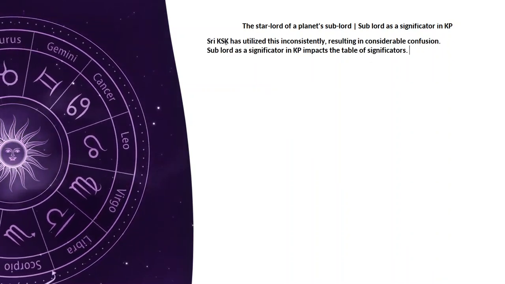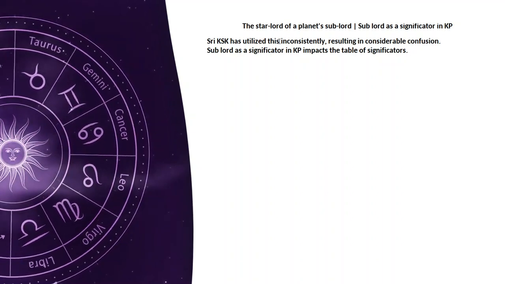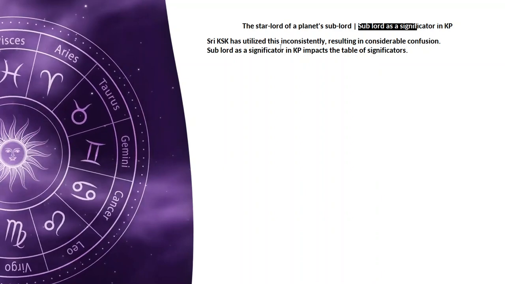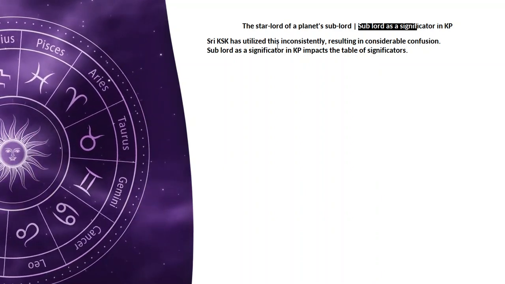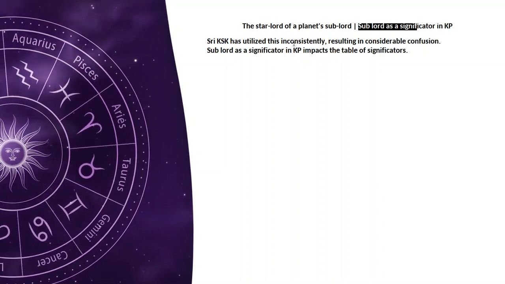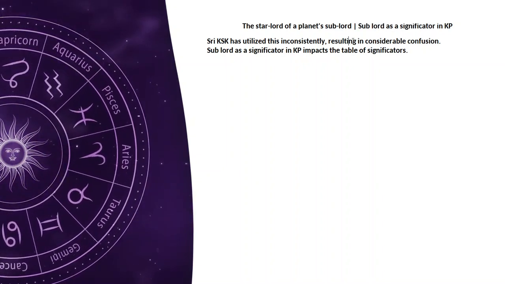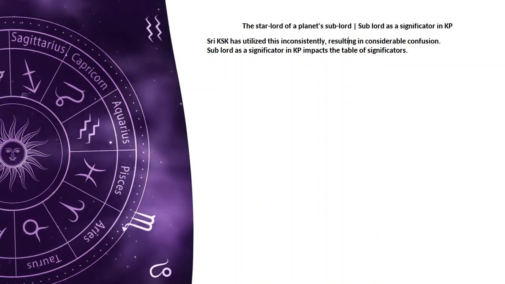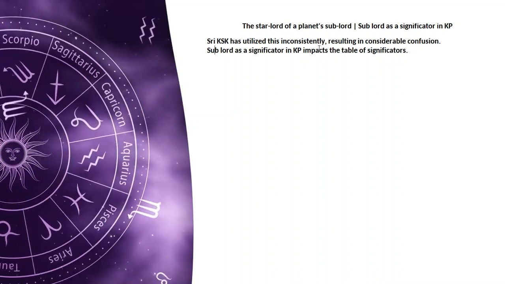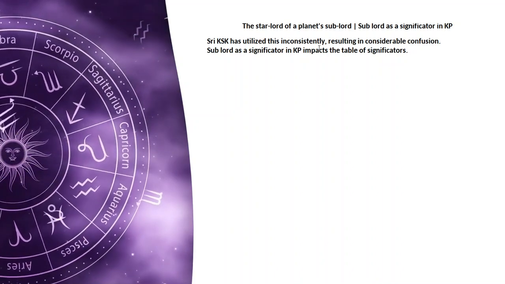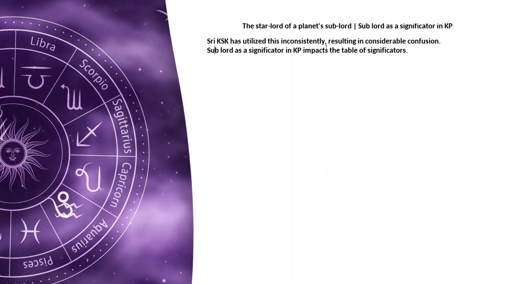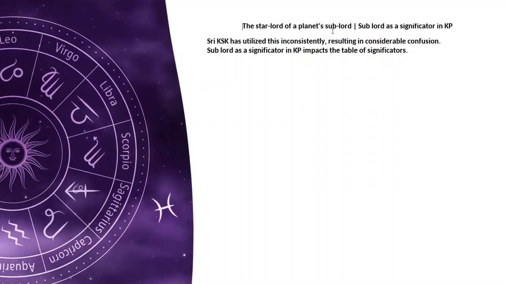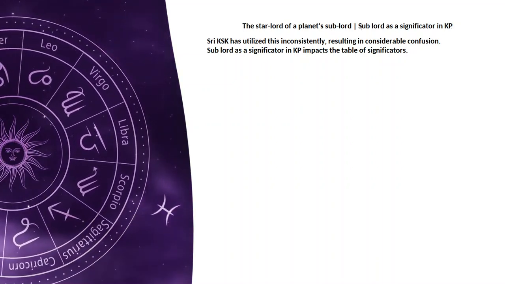Now, Shri KSK has utilized this concept, the concept of star lord as a significator. But the professor has utilized this concept with some degree of inconsistency. So this has resulted in some confusion within the KP community. But sublord as a significator in the Krishnamurti Paddhati impacts the table of significator. So it is important that you understand what is meant by the star lord of a planet's sublord, or sublord as a significator in KP.